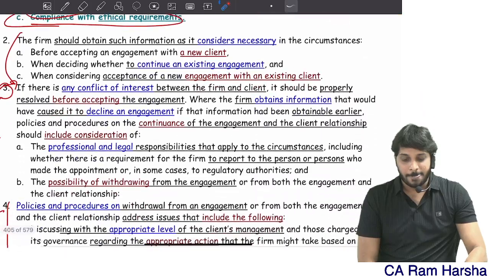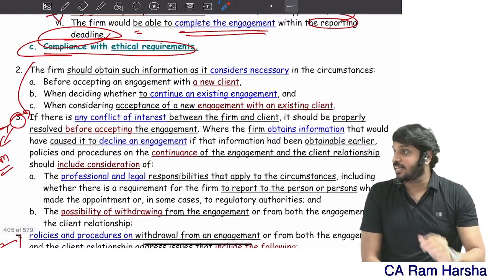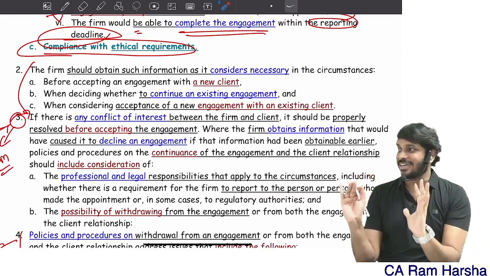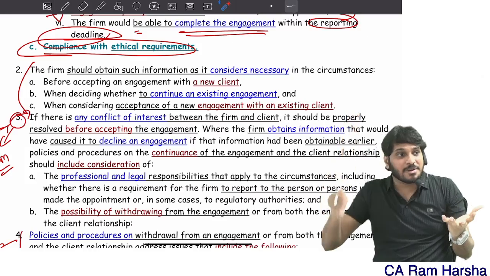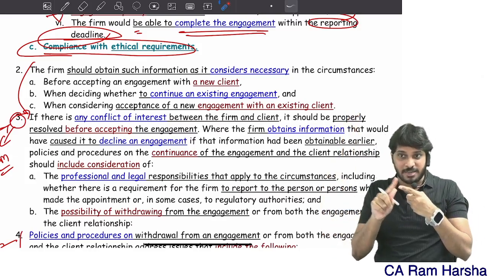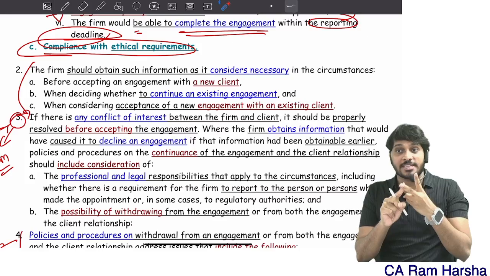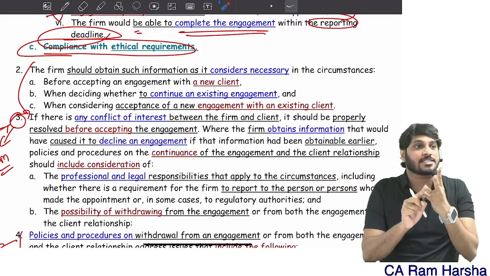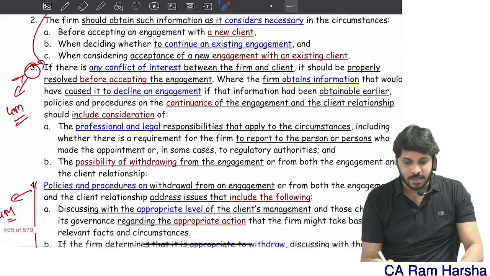Getting it? And I need to check compliance with ethical requirements. What do ethical requirements mean? We'll discuss later. So, this information, when should I obtain it? Before accepting the client relationship, before deciding to continue the existing client, and before accepting new work from an existing client.